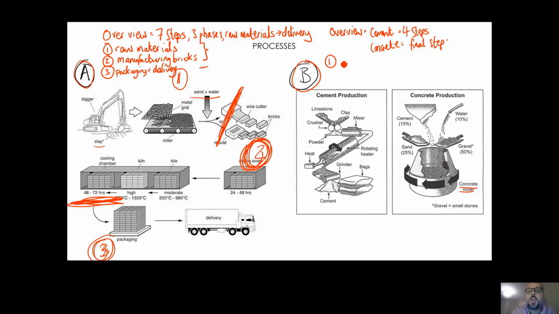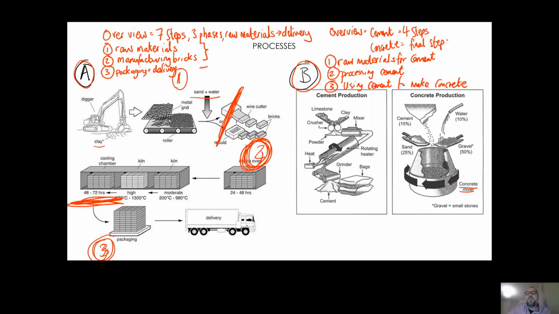My first feature is raw materials for cement. My second feature is processing cement. And my third feature is using cement to make concrete.